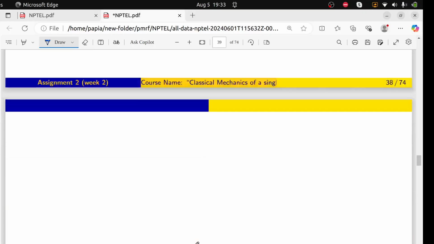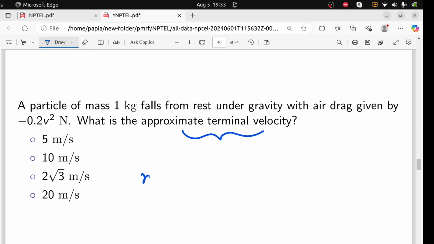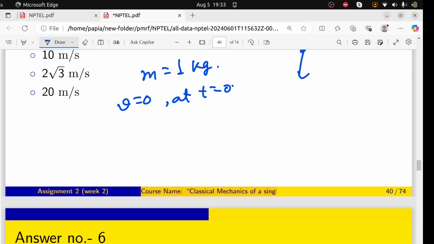Okay, now maybe I can go for the next question. Question number 6. A particle of mass 1 kg falls from rest under gravity with an air drag given by this. What is the approximate terminal velocity? Very good. So mass is given as 1 kg. Falls from rest under gravity, so v equals 0 at t equals 0, and then it is falling. It is falling means the force will be only under gravity, right?